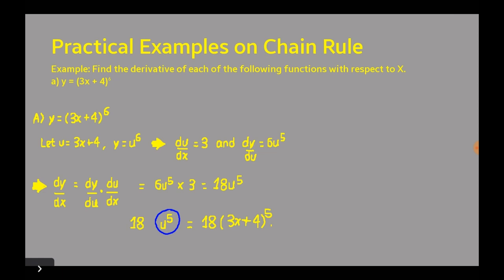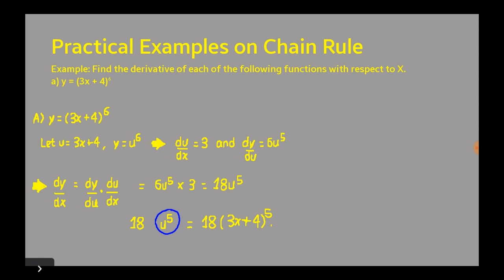When we differentiate, it becomes 3, as a constant. And dy over du, if it is u to the power of 6, let's differentiate it: 6u to the power of 5. Now let's use dy over dx, which equals dy over du times du over dx, multiplied together. 6u to the power of 5 times 3 is 18u to the power of 5.